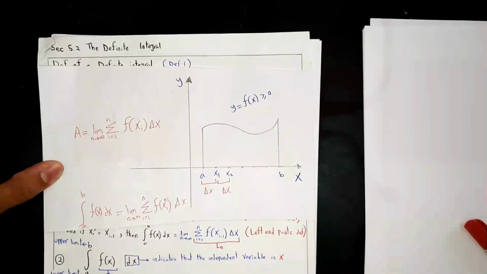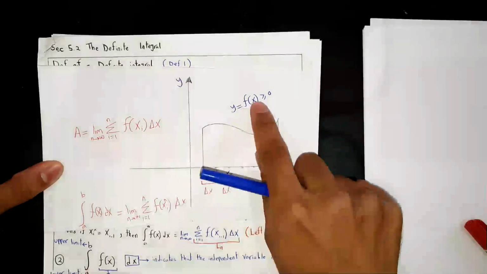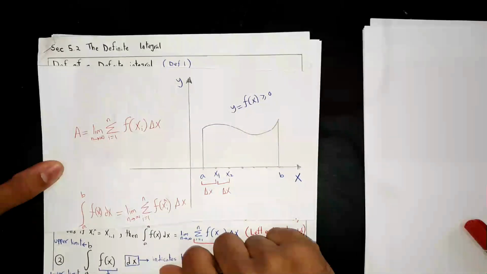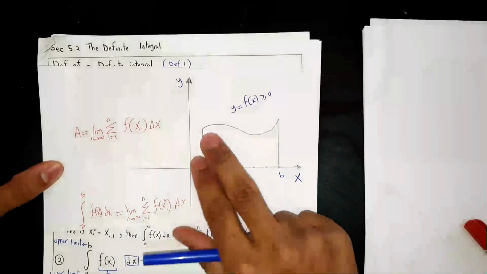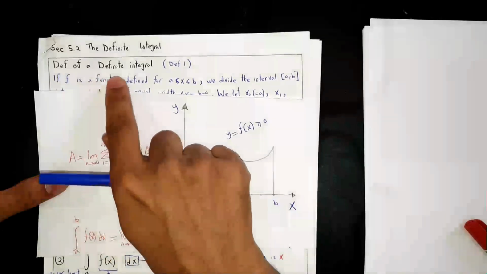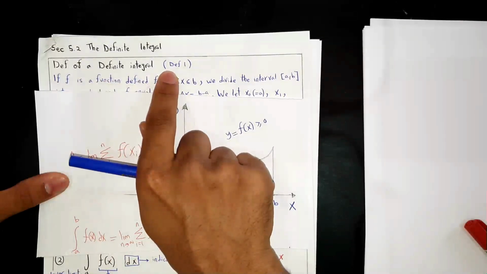Let me say a note before we start the section. In 5.1 we had the restriction f of x to be positive or 0. In fact, in this section we will not have this restriction and we will treat the general case. Let us read together. It says here, definition of a definite integral, that is definition number 1.